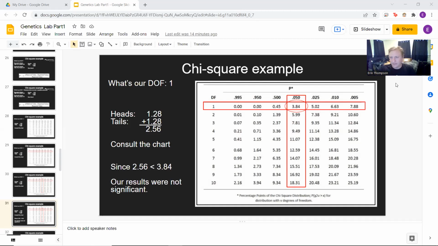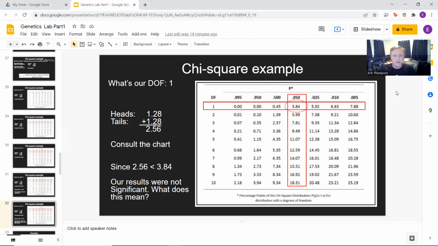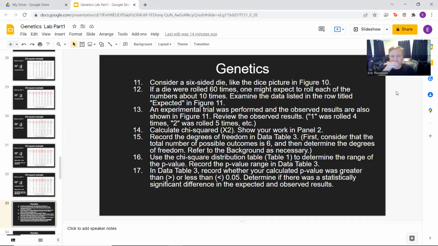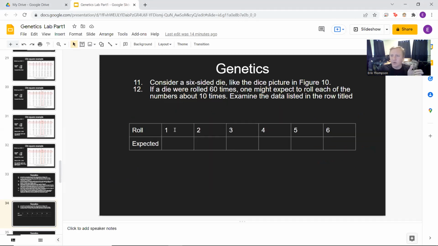let's do this again. Let's do a slightly more complicated example. We will run this for some die, and the instructions are here. You're going to roll a die 60 times. A die has 6 sides. If I roll it 60 times, how often do I expect to get each number? How often do I expect to get 1? How often do I expect to get 2, 3, 4, 5, and 6 if I roll it 60 times?